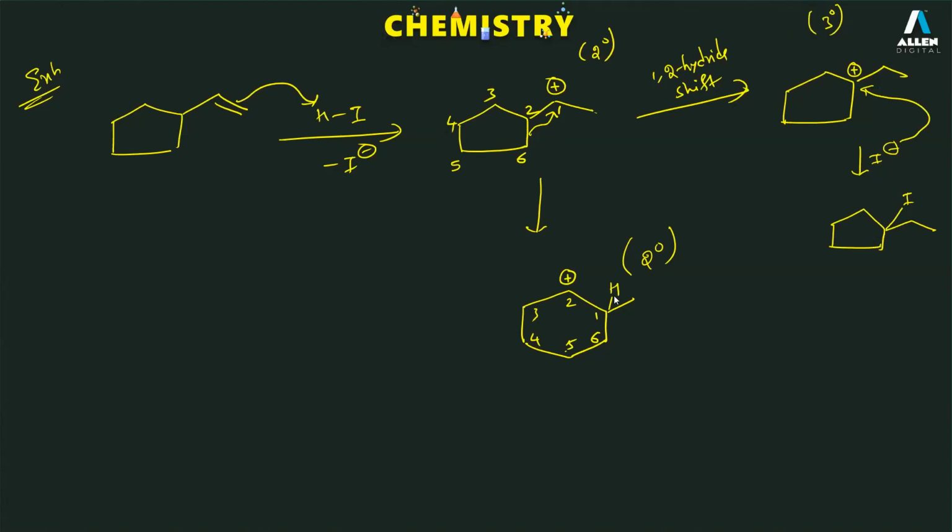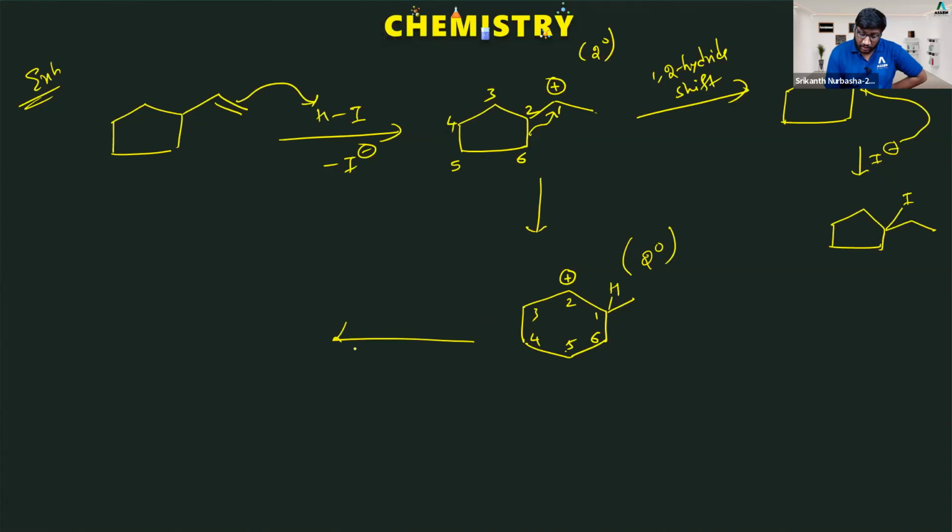Hydride shift. Why can't you shift the methyl group? Because it will again generate a 2-degree. Very good. Because if I do the shift of the methyl group, again I will be getting a 2-degree. That is not happening at all. So 1,2 hydride shift occurs. If 1,2 hydride shift occurs, what will you be generating?